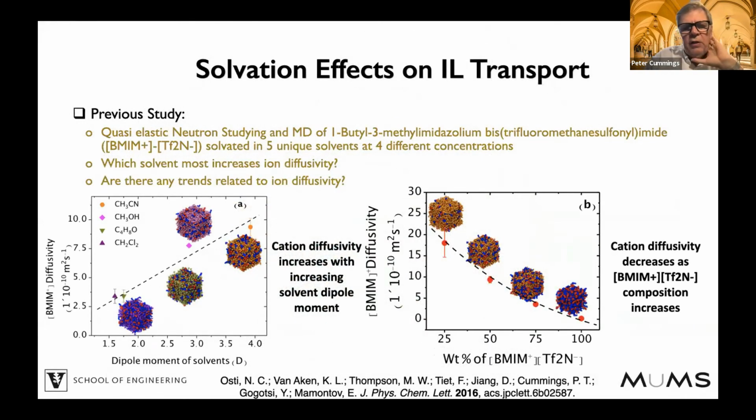And so the first study we did on this back in 2016, we looked at 4 different organic solvents, you can see here. And we looked at one particular ionic liquid. And we used a technique called quasi-elastic neutron scattering, QENS. And we measured the diffusivity of the positive ion, the BMIM ion. And we found in the QENS that it was correlated with the dipole moment of the solvent.